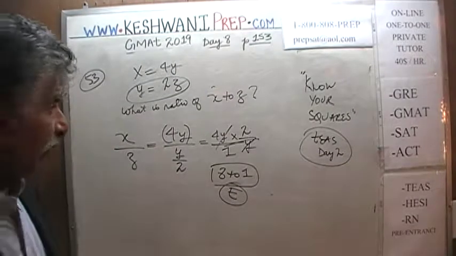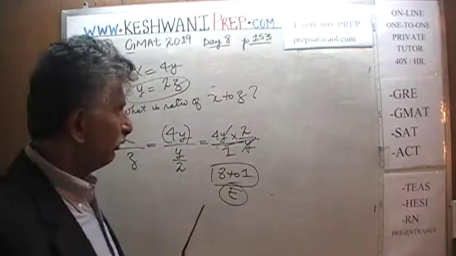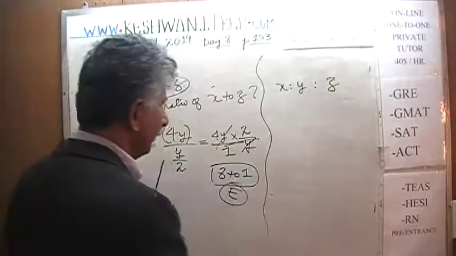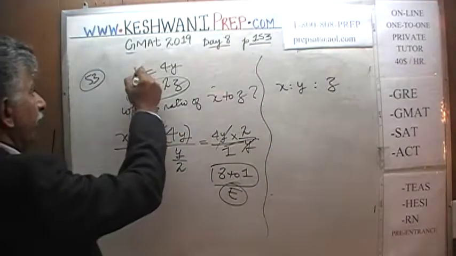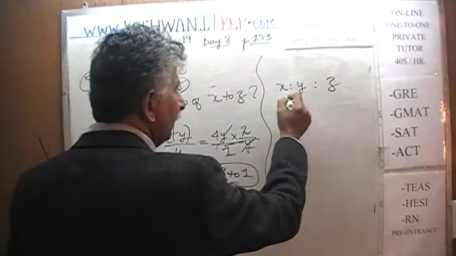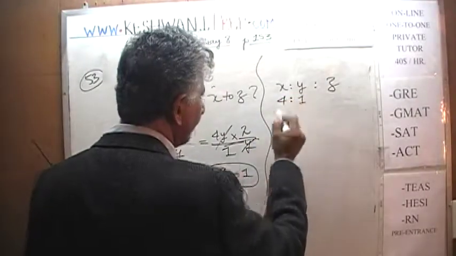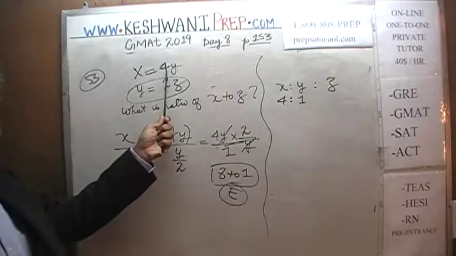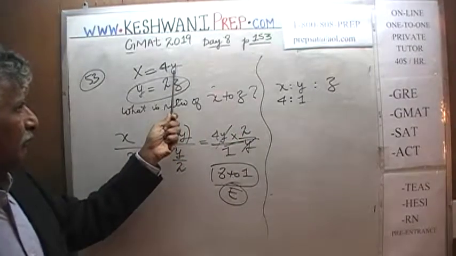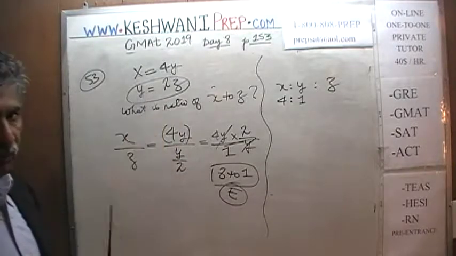There is, however, another way we could have done the problem. Another way would have been something like this. Watch what happens. We have x to y to z. Pay attention. We know x is equal to 4 times y. In other words, if y is 1, x would have to be 4. That's what this means. If you put in 1 for y, 4 times 1 is 4, x equals 4.